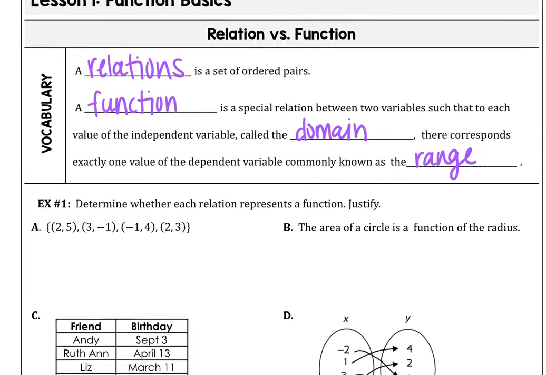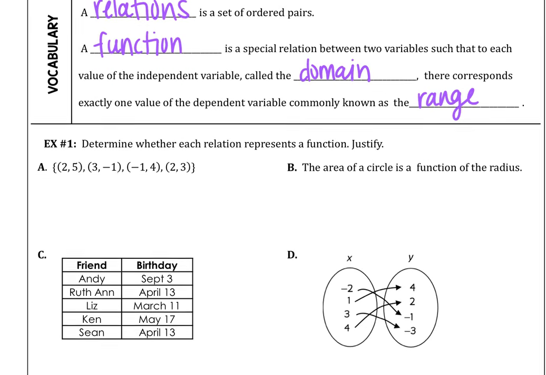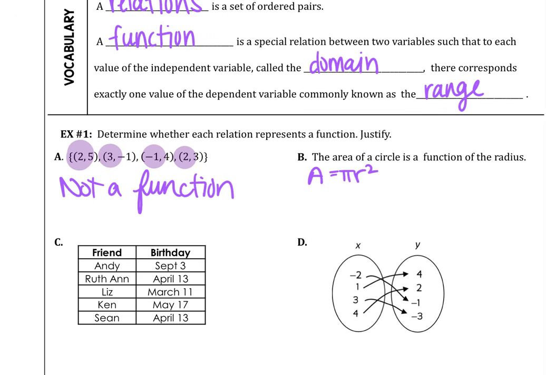Okay, so if we're going to decide if each relation is a function, we're looking to see if the domain repeats. So looking at the domain, 2, 3, -1, 2. 2 repeats, so not a function. The area of a circle is a function of the radius. Area equals pi r squared. So this is a function because you can choose any value for r.